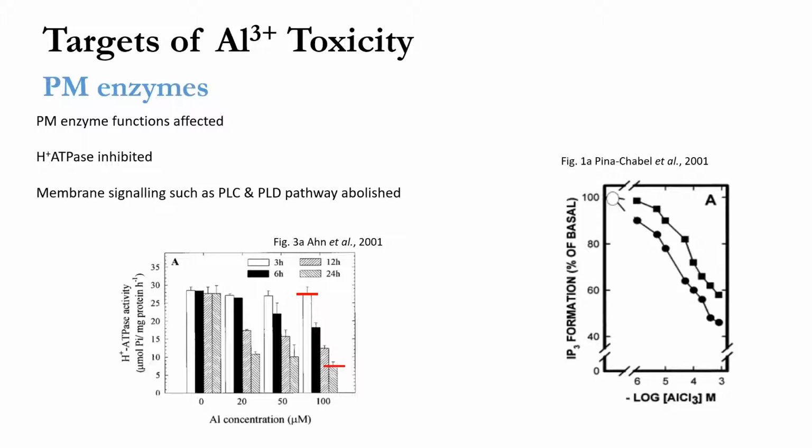Membrane-dependent signaling processes are also affected. As you can see on the right, aluminum ion inhibited IP3 production in tobacco protoplast in a dose-dependent manner, indicating the inactivation of phospholipase signaling pathways. IP3, of course, is an intermediate produced by the phospholipase. Note that PLC and PLD, so both phospholipase pathways, are important regulators of root growth.